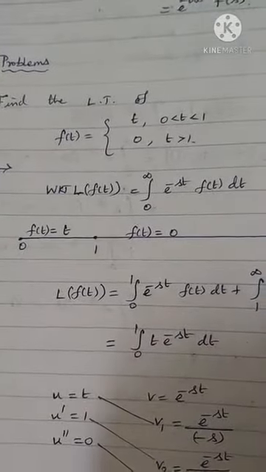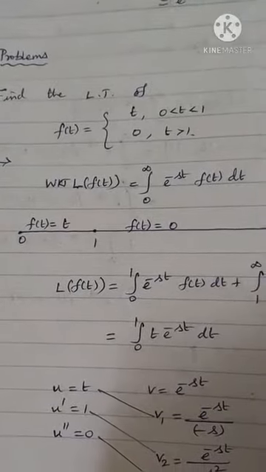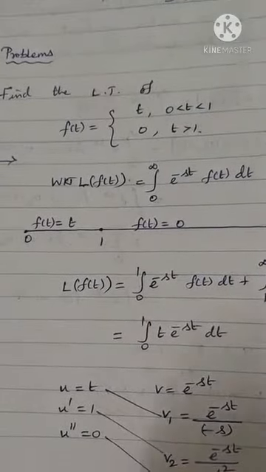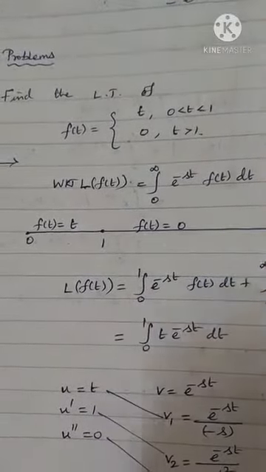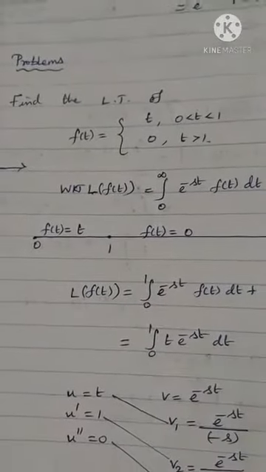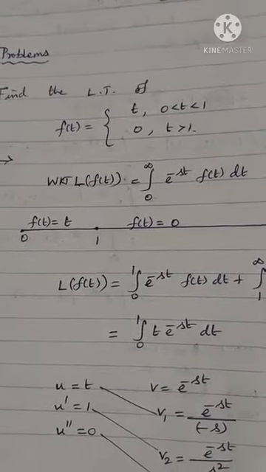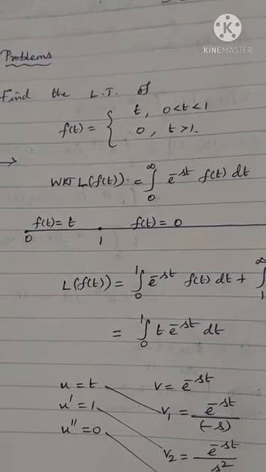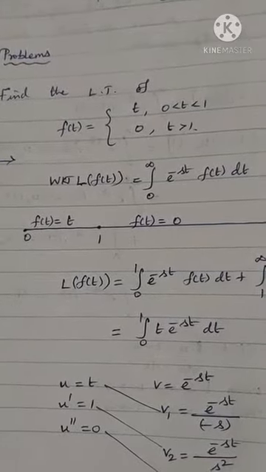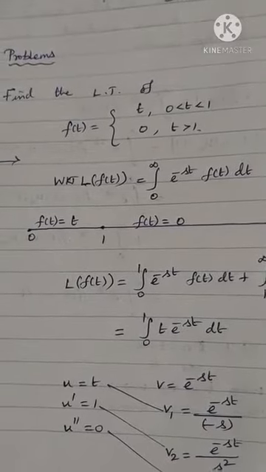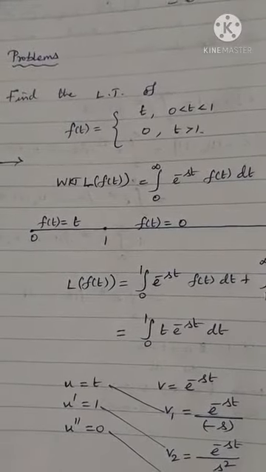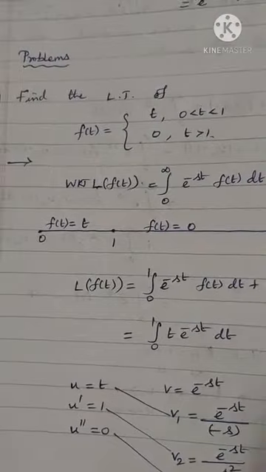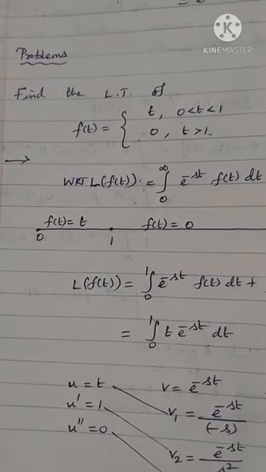Okay, next comes first shifting property. We use the first shifting property, right? And next comes Laplace transform of elementary functions. L of k is k by s, L of sin a t is a by s square plus a square. L of cos a t, s by s square plus a square. L of e to the power a t, which is 1 by s minus a. L of e to the power minus a t, 1 by s plus a.